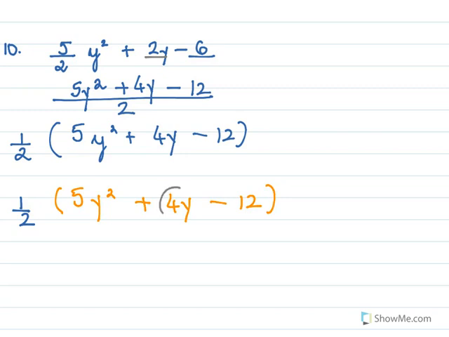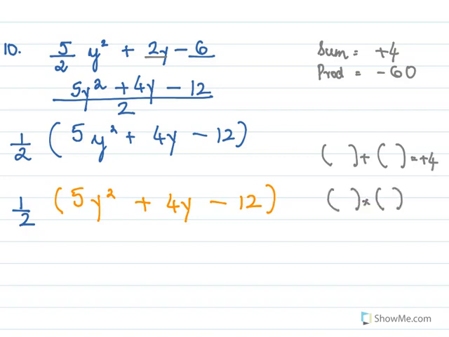Now to split the middle term, we need to split 4y, which means the sum should be plus 4. And the product should be 5 into minus 12, it is minus 60. So two numbers, when you add, we should get plus 4. And two numbers, when you multiply, we should get minus 60. And those numbers will be 10 and 6. 10 and 6, like plus 10 minus 6 will give you 4, and 10 into minus 6 will give you minus 60.